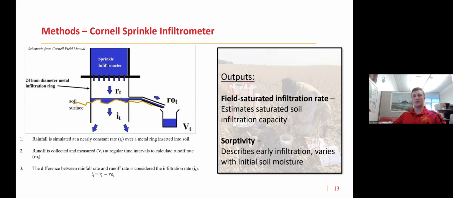So this is a pretty cool measurement, but I will mention that it does vary with initial soil moisture. As you can imagine, a wetter soil would generate runoff quicker than a drier soil. So it can be hard to compare sorptivity values between two different time points or sites.